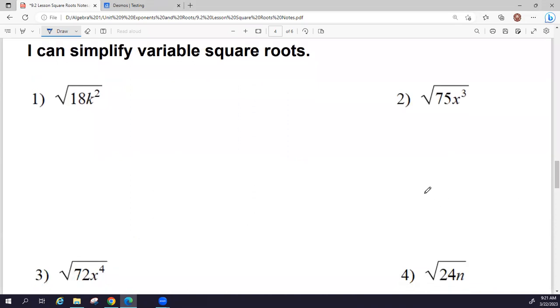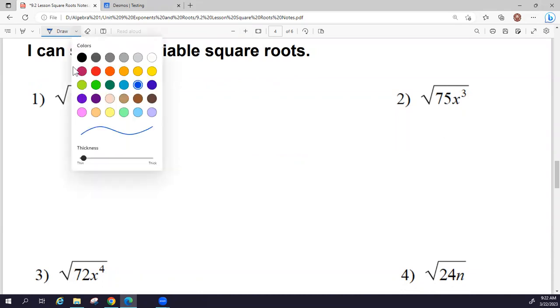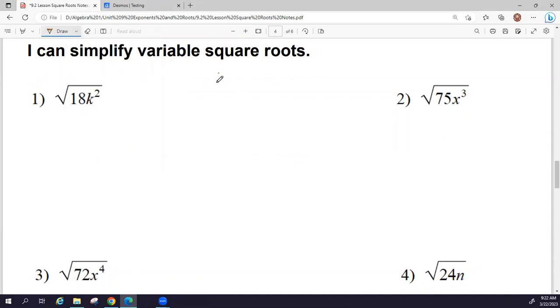So we can also simplify variables that are underneath square roots. And that's a little bit different. If you remember when we did exponent rules, when we multiplied, for example, I'm going to use the letter K here, K to the first power times K to the first power. When we multiply variables with exponents, we actually add the exponents. So K to the first times K to the first is K to the second.